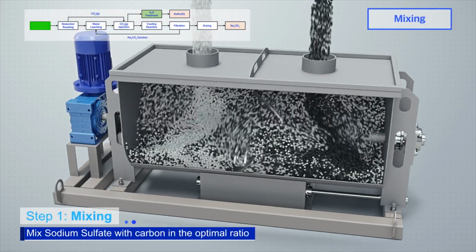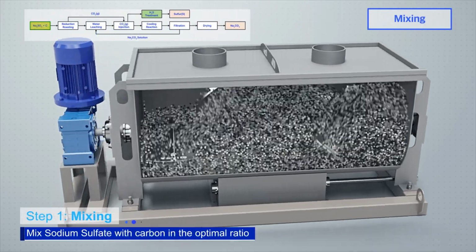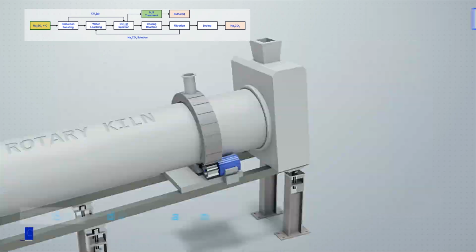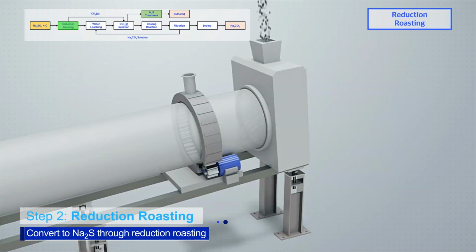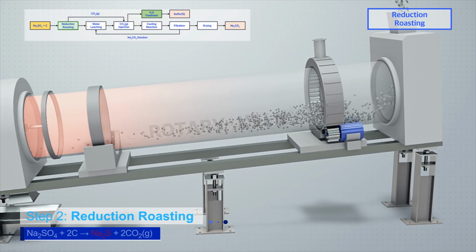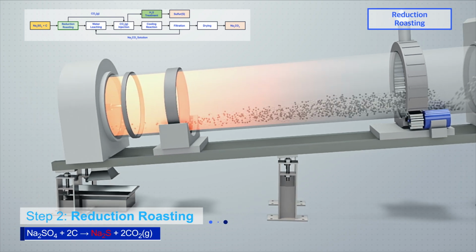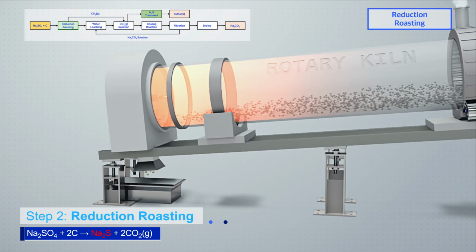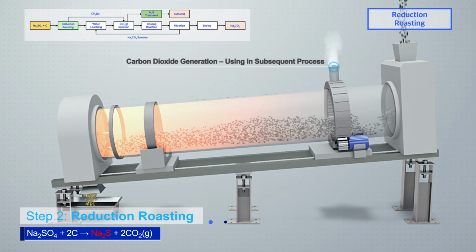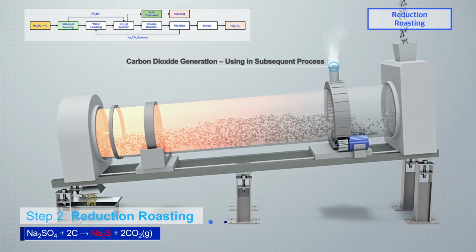In the first step, sodium sulfate and carbon are homogeneously mixed in an optimal ratio. In the second step, the mixed slag and carbon go to the reduction roasting process at high temperatures in a rotary kiln to produce sodium sulfide. The carbon dioxide generated during this process is utilized in the subsequent processes.